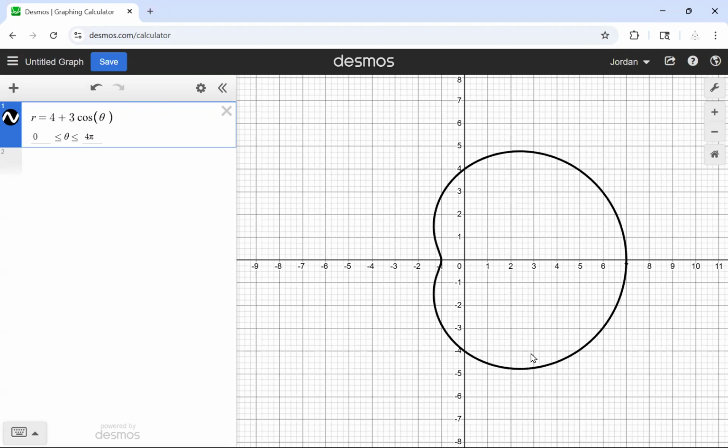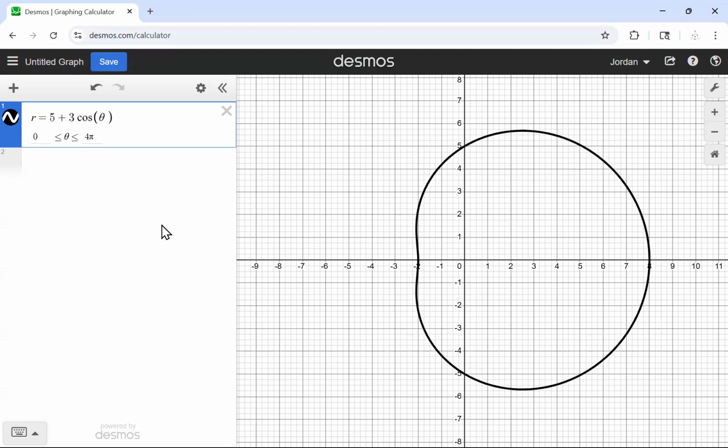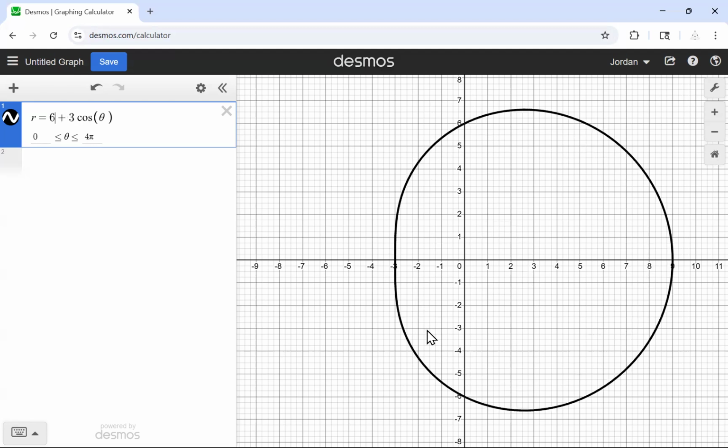That gives us this shape. It kind of looks like almost a kidney shape. It's circular in nature, but it has a dimple on this left-hand side. By the way, as the 4 gets bigger, so let's say 4 goes to 5, then that dimple is less prominent. And as you get 6, 6 is exactly twice 3. You see that it's not dimpled at all, but just a straight line.